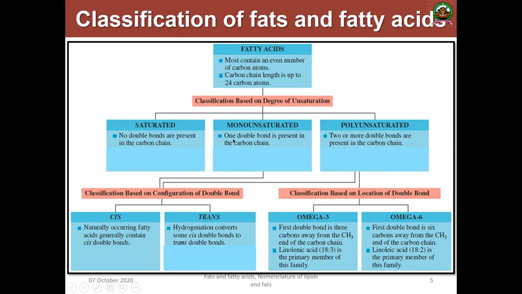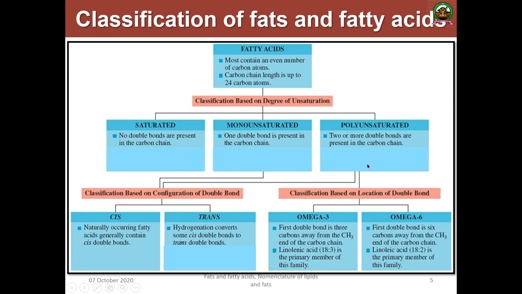polyunsaturated fatty acid. And both these mono and polyunsaturated fatty acids are classified based on the configuration of the double bond, how the double bond is present and where the double bond is present. Based on that, they can exist as isomers. One is known as the cis double bond. The next one is the trans double bond. Okay. Cis double bond is naturally occurring; fatty acids generally contain cis double bonds. And the trans double bonds form when hydrogenation converts the cis form into the trans form. Okay. That is known as the trans form.